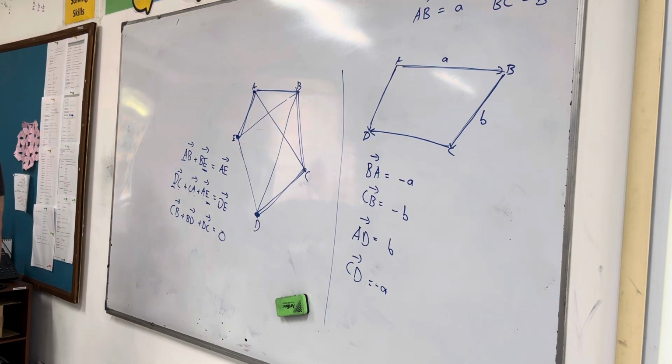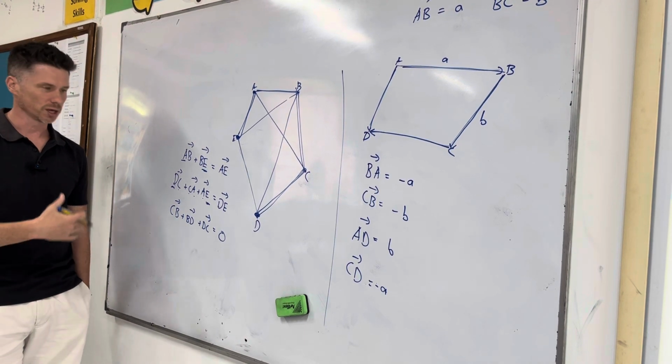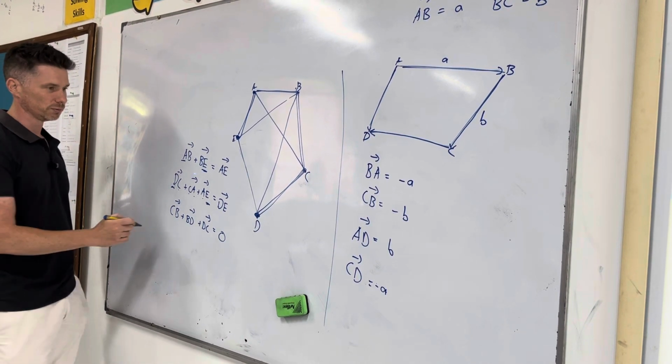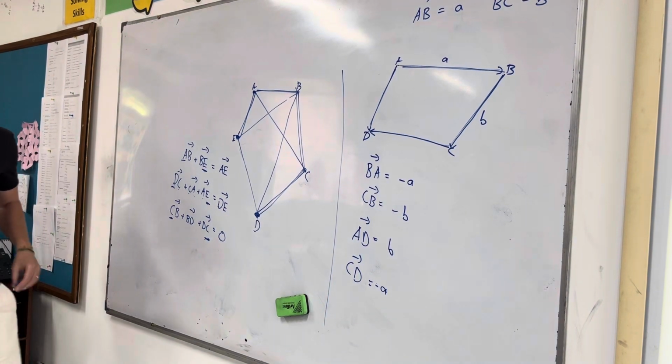Nothing. There is no vector for that. It has no distance, no direction. It is just a point. It is not a vector. You haven't moved anywhere. Vectors are all about distance and direction. If you haven't gone anywhere, you've gone zero. So we can do that journey again. If we start at C and finish at C, you've gone nowhere. Okay.